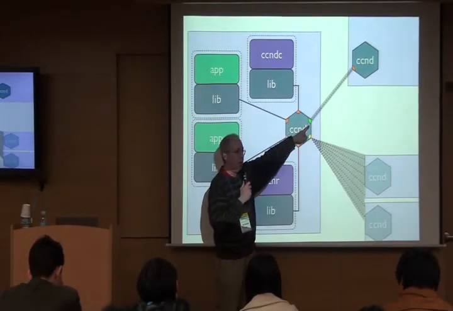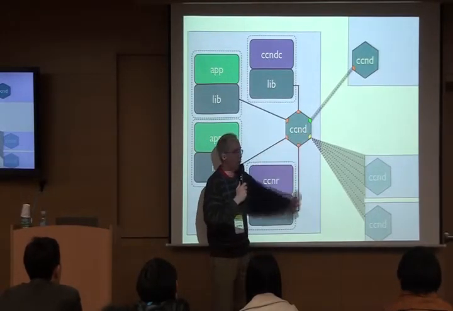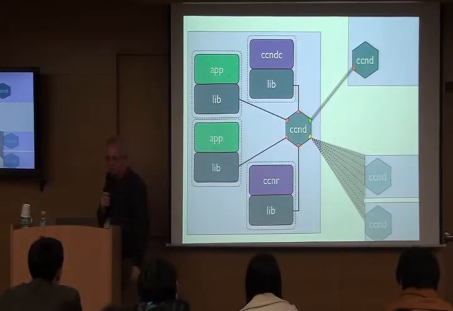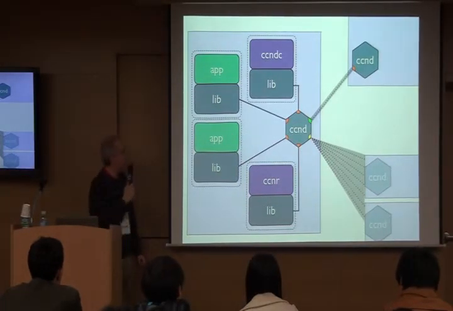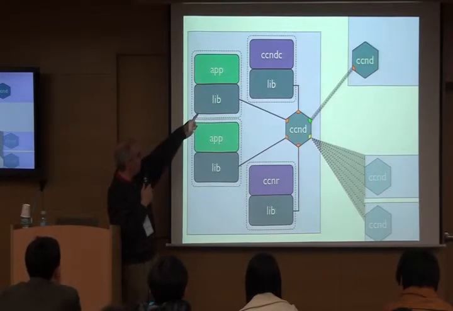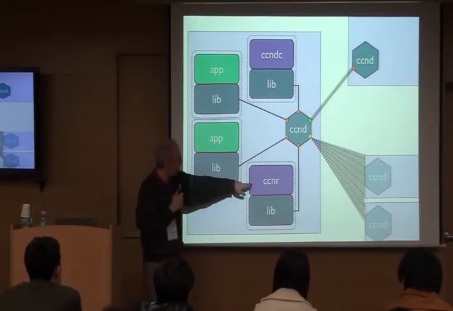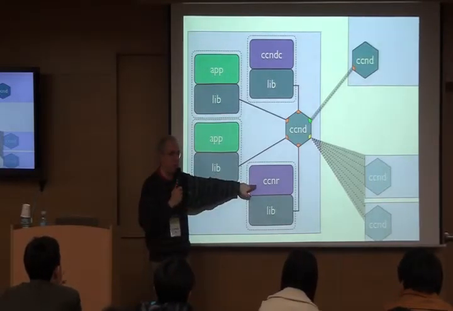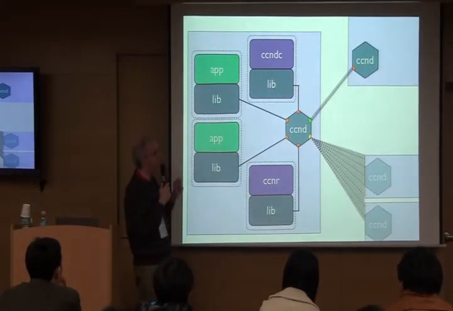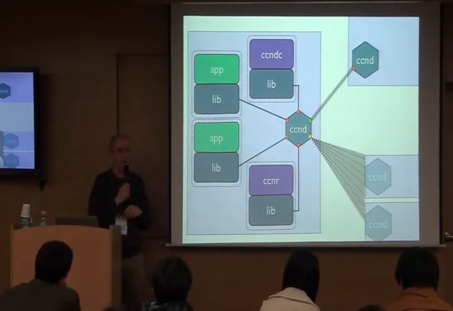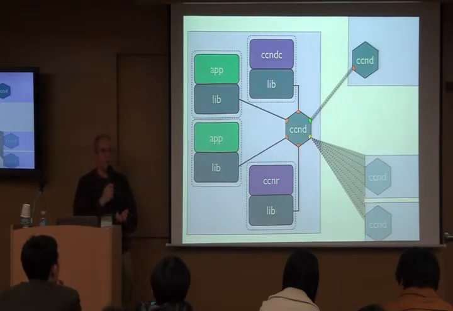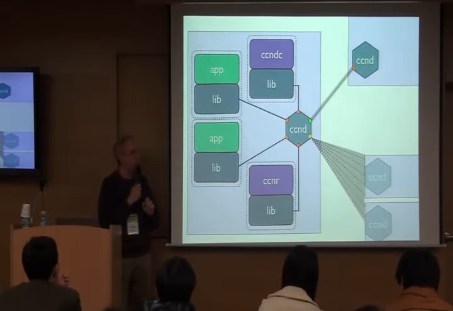Here's a remote unicast face. Here's a remote broadcast or multicast face. Now, we've also shown on here the repository program, CCNR, and a program called CCNDC. CCNDC is a control program for CCND. It's the program that you use in order to change the FIB, the forwarding information base, that is a part of the CCND.